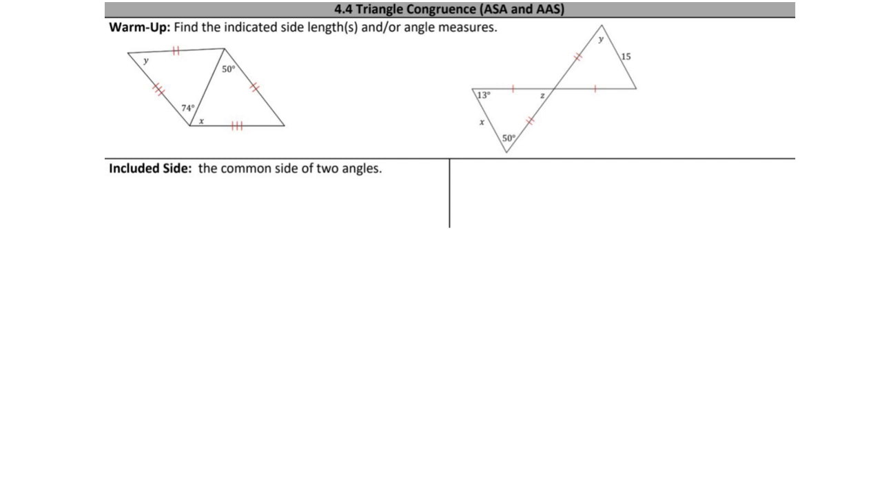All right, now we'll move on to the part of 4.4 of this, which is these 2 theorems that we'll focus on. So we have this warm-up here that goes through finding the indicated side length and angle measures. So if we look at it, we want to find x and y for the first one. So how do we find that?